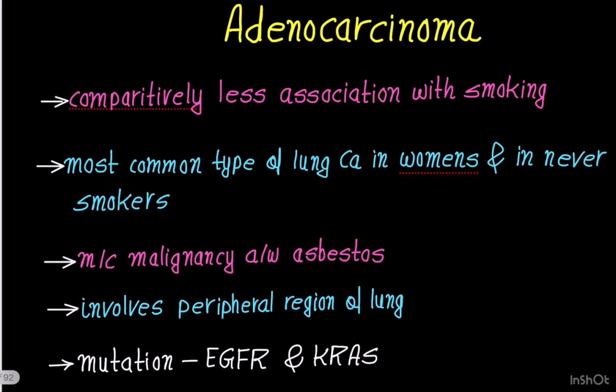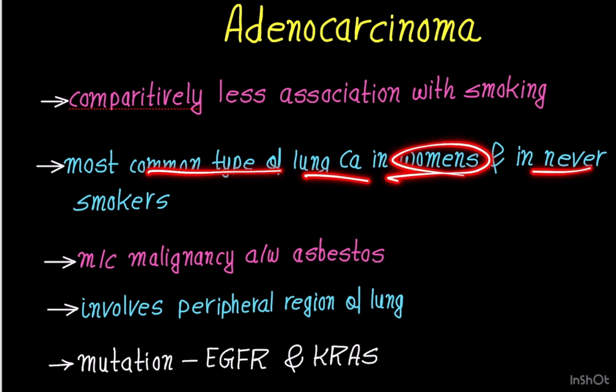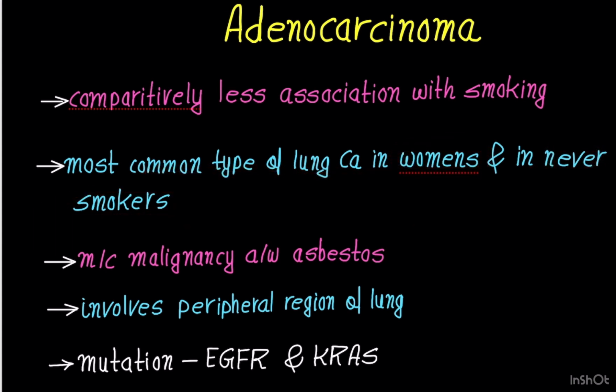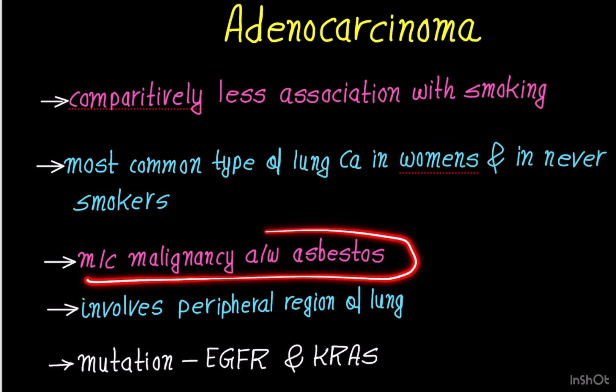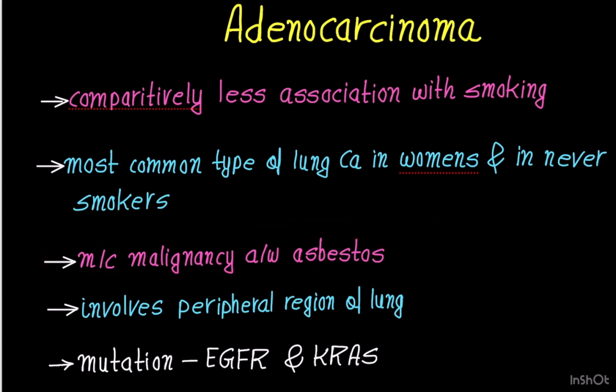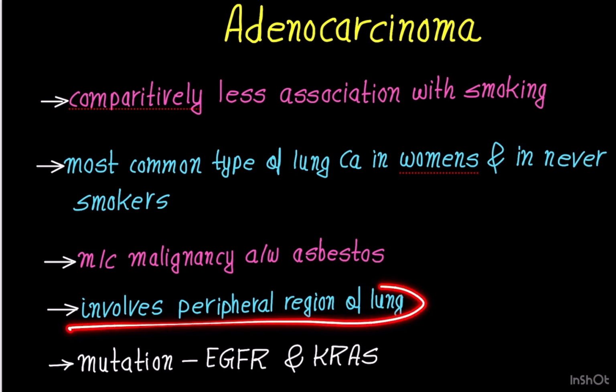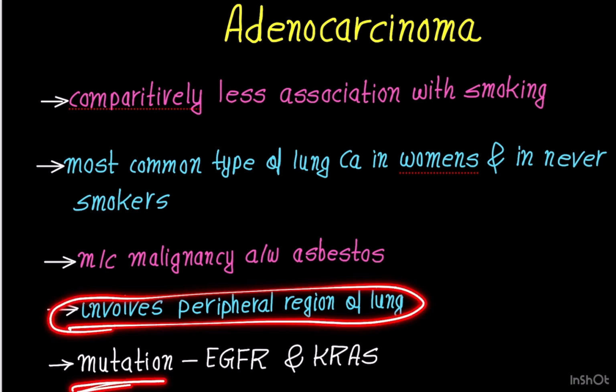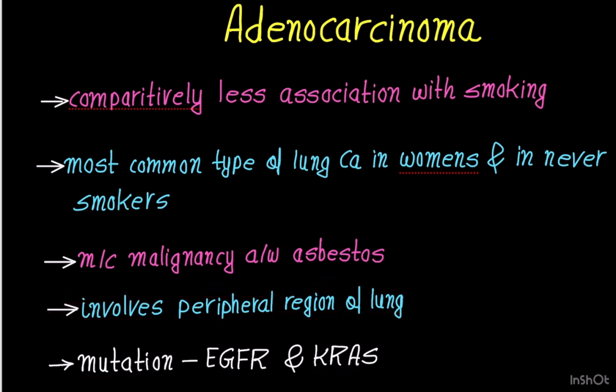Now coming to adenocarcinoma, it is comparatively less associated with smoking as compared to other lung cancers. So it is the most common type of lung cancer in women and in never smokers. The most common malignancy associated with asbestos is adenocarcinoma, and the most specific malignancy associated with asbestos is small cell carcinoma of lung. Adenocarcinoma involves the peripheral region of lung, and the mutations seen here are EGFR and KRAS mutations.